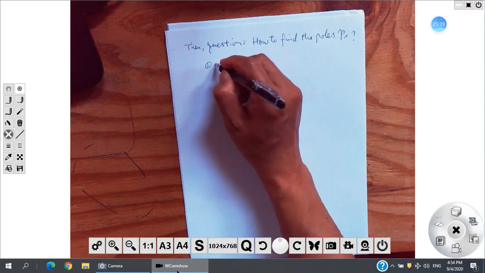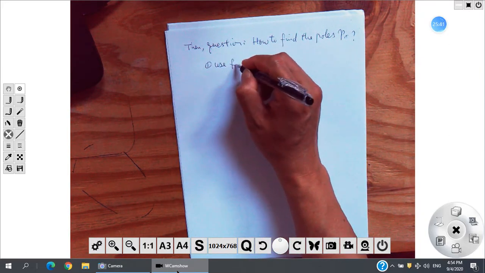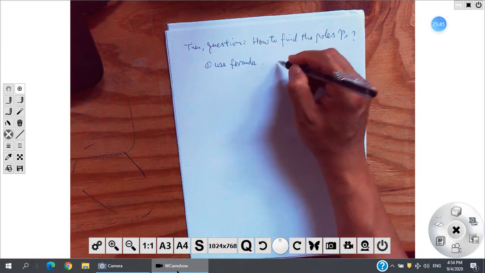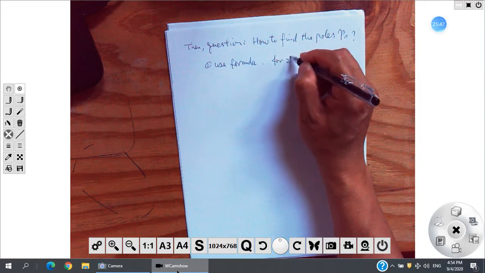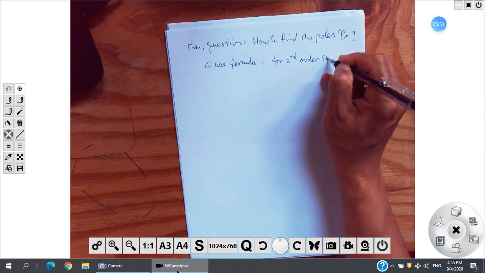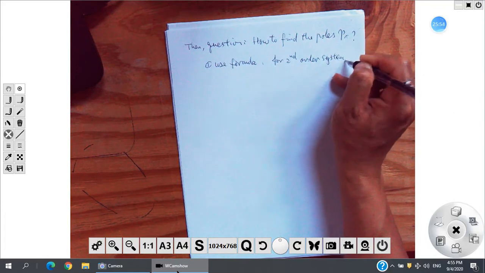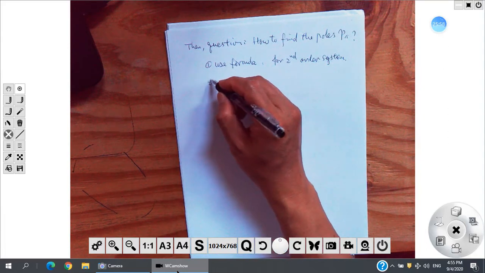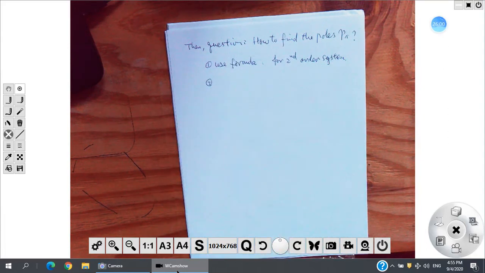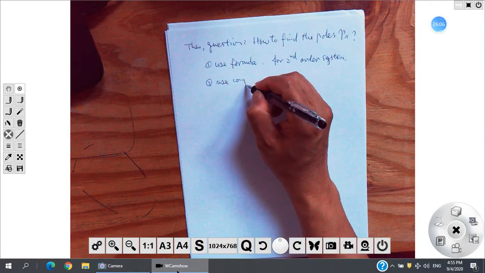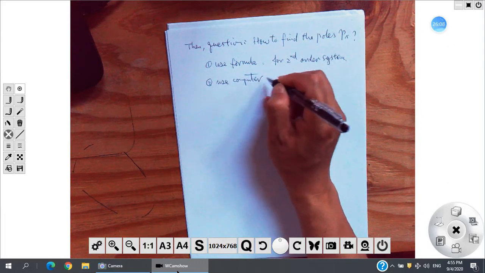One, use formula. This is for second order. For second order, you let the denominator equal 0, and you can solve it. And then for higher order, it's very hard to solve, but we can use a computer. Use a computer to find the roots.